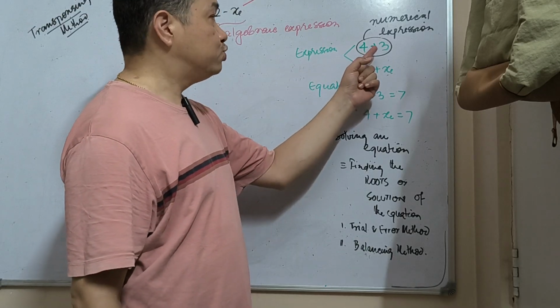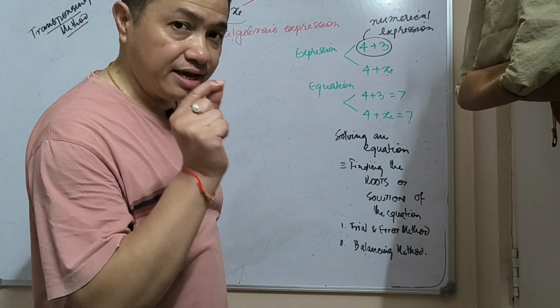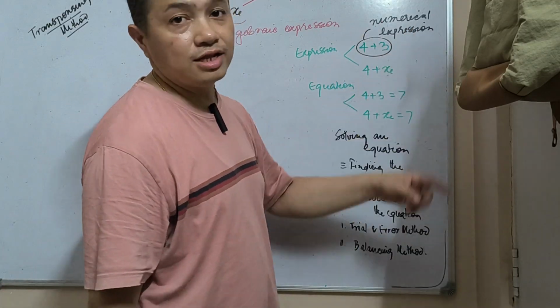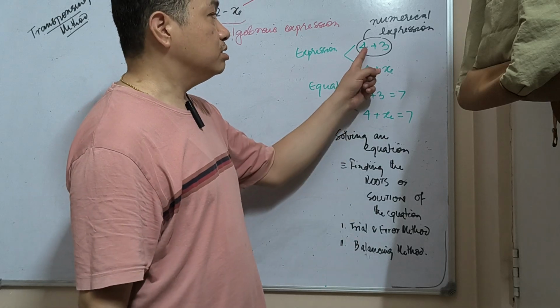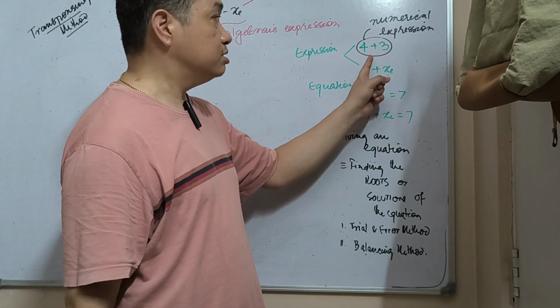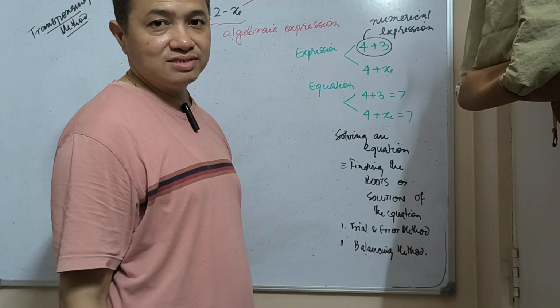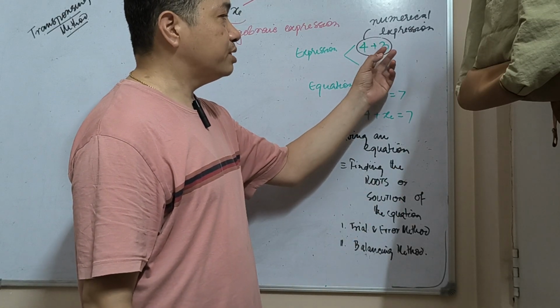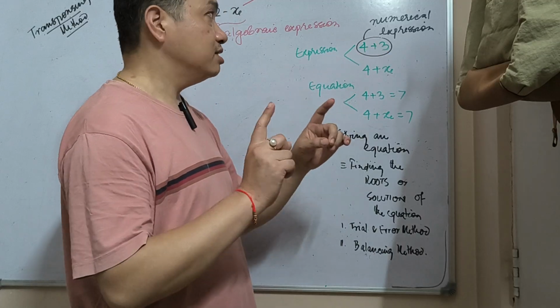If we write 4 plus 3, what is that? It's simply an expression. Which kind of expression is it? It is a numerical expression because everything here is a constant. 4 is a constant, 3 is a constant. So they are numbers. So this expression 4 plus 3 is a numerical expression.